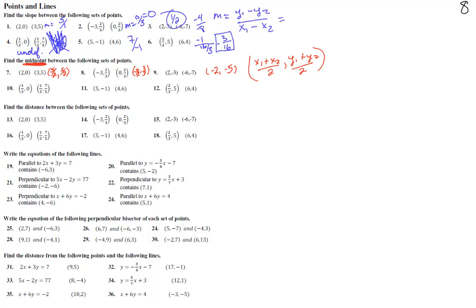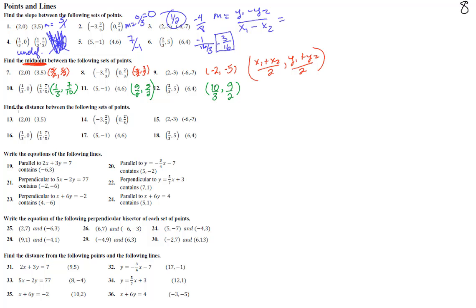All right, number 10. 0 plus 7/5 divided by 2 would be 7/10, and 1/3 plus 1/3 is 2/3 divided by 2 is 1/3 again. Number 11, 6 plus a -1 is 5 divided by 2, 5/2, or 2.5. 4 plus 5 is 9 divided by 2 is 9/2. Now I keep doing the y's first just because I got in that habit up here with slope, but you could do them in any order. And the last one, 4 plus 5 is 9 divided by 2. And 6 plus 2/3, again, this is 18/3 plus 2/3 is 20/3, divided by 2 is 10/3.